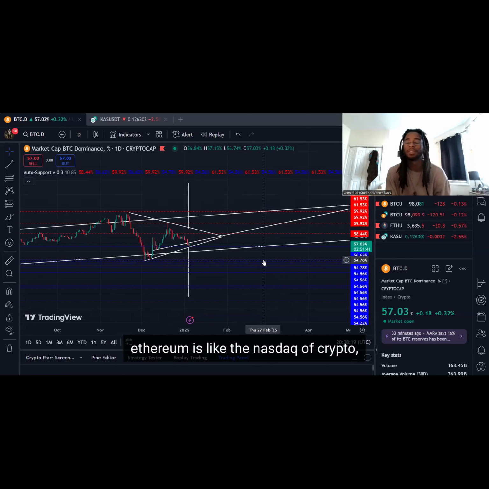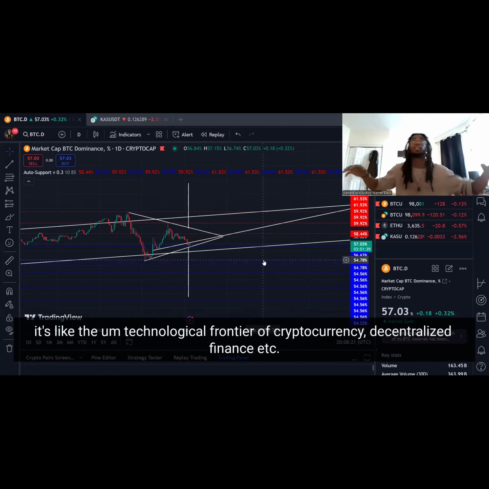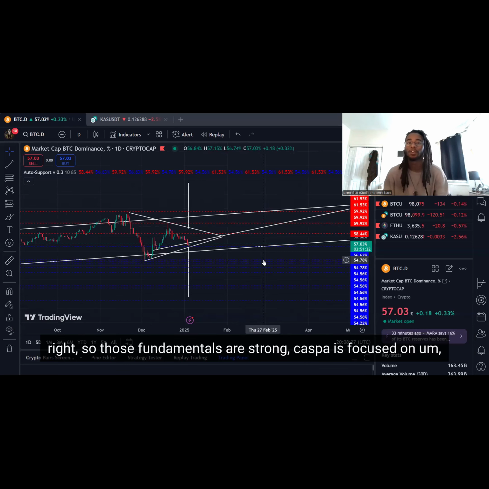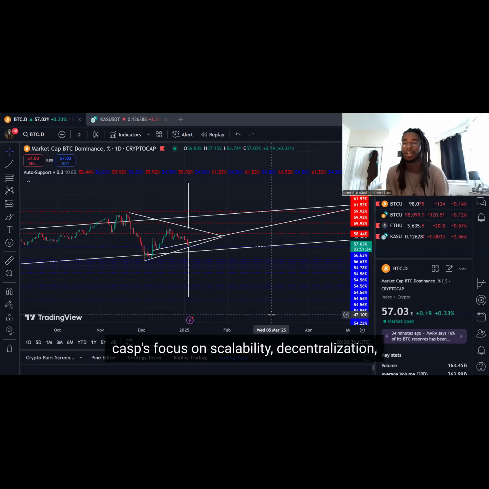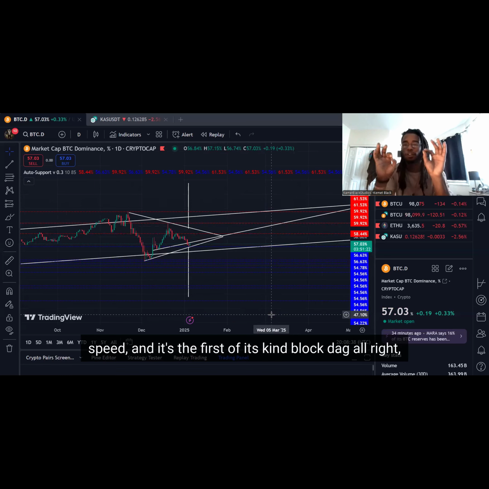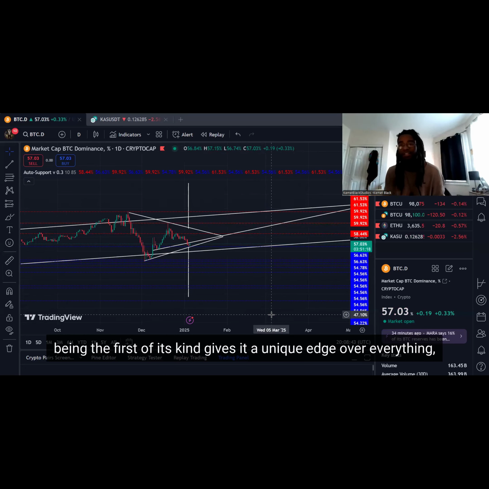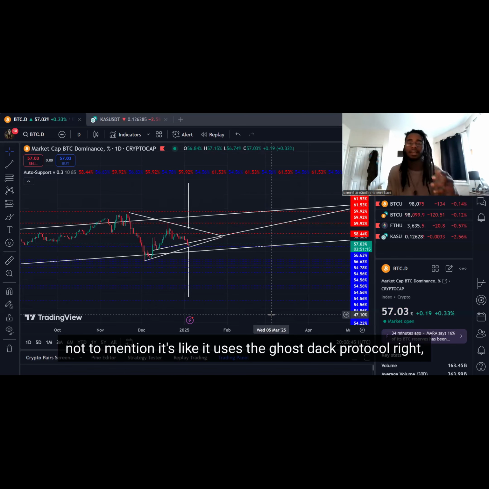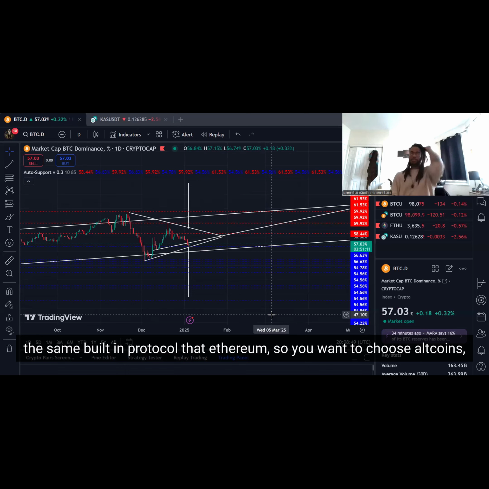What is it? Ethereum is like the NASDAQ of crypto. It's like the technological frontier of cryptocurrency, decentralized finance, etc. Right? So those fundamentals are strong. Kaspa is focused on scalability, decentralization, speed, and it's the first of its kind block DAG. Being the first of its kind gives it a unique edge over everything. Not to mention, it uses the GHOSTDAG protocol, right? The same built-in protocol that Ethereum does.